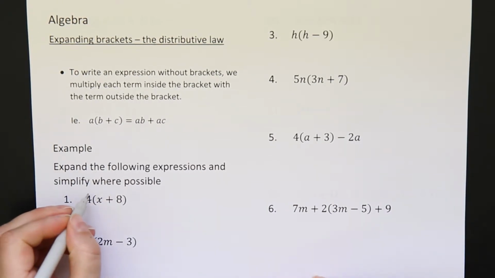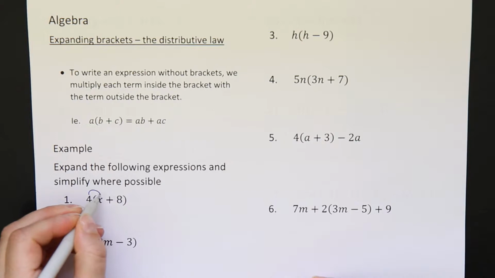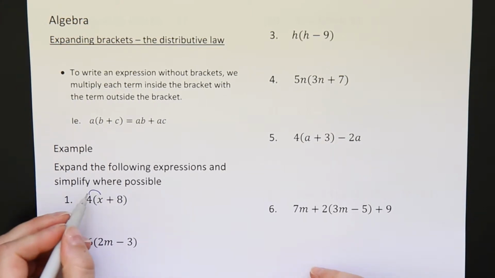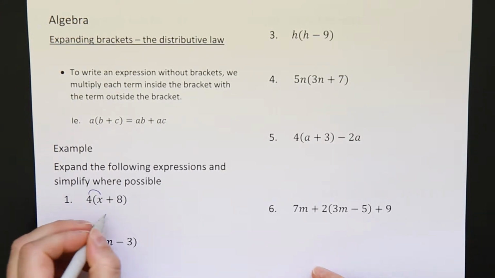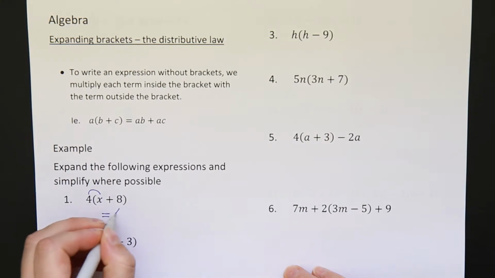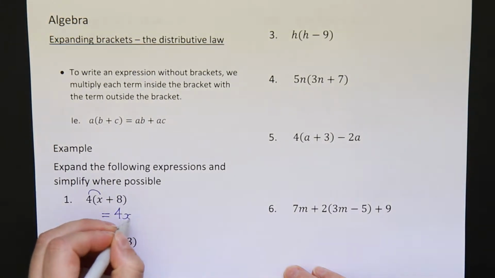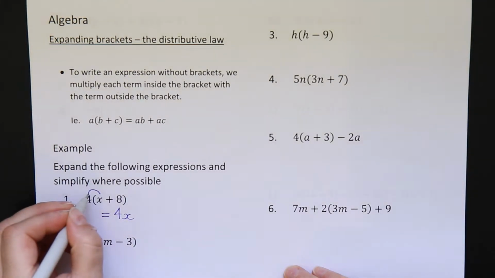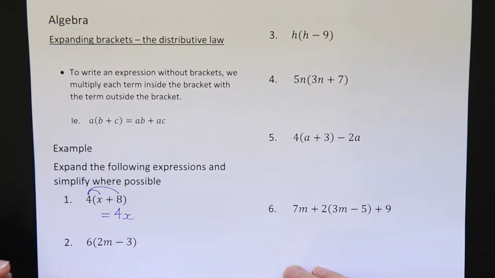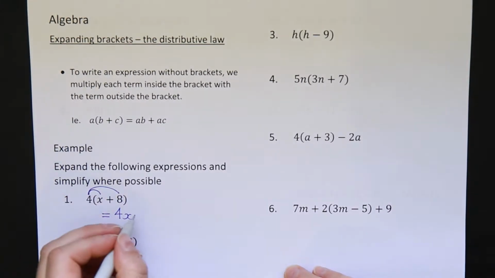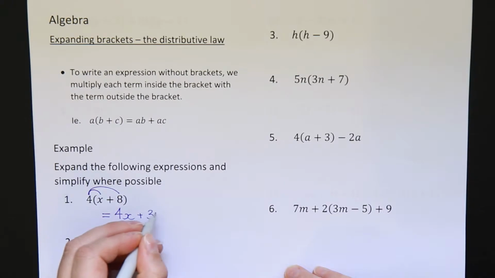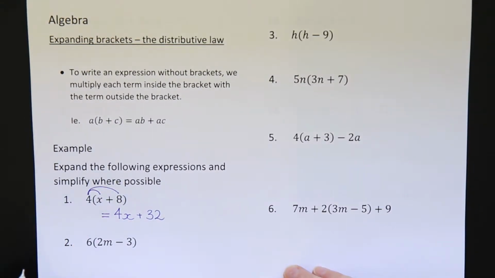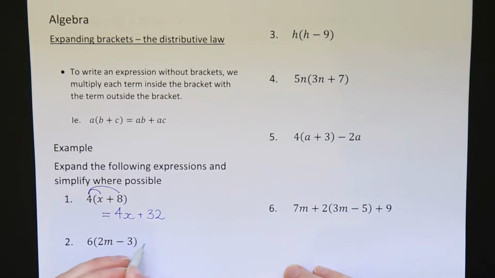Sometimes it helps to draw these little lines to help you know where to multiply. I want to multiply the 4 with the x. 4 times x is 4x. And then I also need to multiply the 4 with the 8. 4 times 8 is 32. And that is expanded. That's the answer. Let's do it again for question 2.